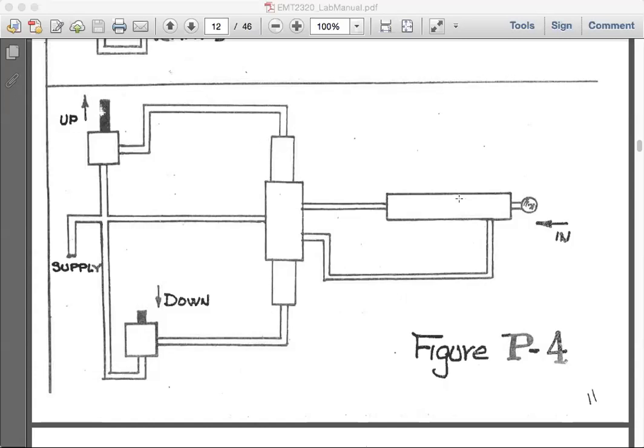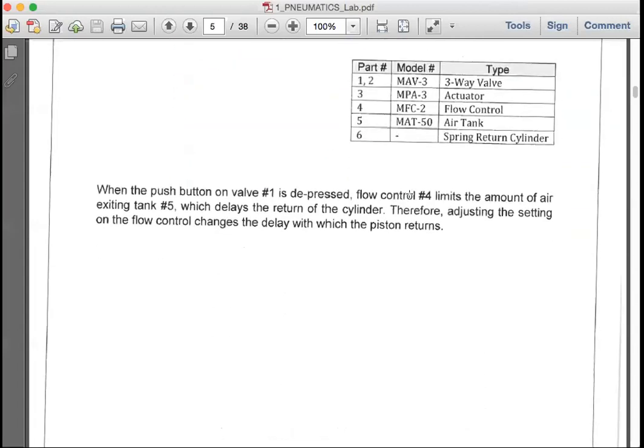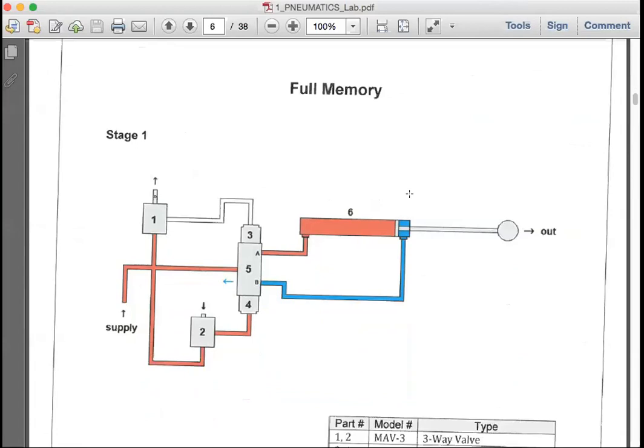So I think 3 stages would be sufficient. And let's go right now to our lab manual to find out how the system was color coded. Okay, here we go. So that was the first system, full memory system.